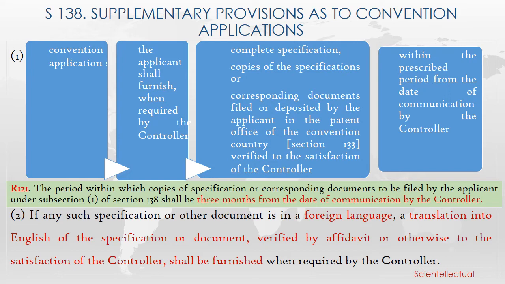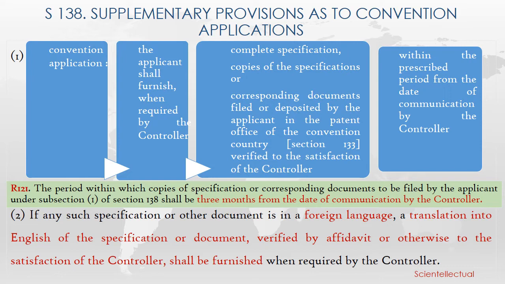Now, what is the prescribed time or what is the prescribed period? That is defined in Rule 121. It is 3 months from the date of communication by the controller. When the controller asks to furnish related documents or required documents, the applicant needs to submit those documents at the patent office within 3 months from the date of communication by the controller.